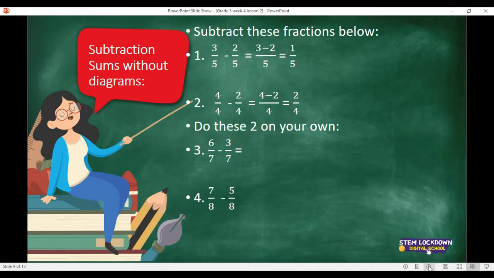Okay. So subtract these fractions below. 3 over 5 minus 2 over 5. Remember, no more diagrams now. So we do the same thing. You see, I said this one is the easiest one. We take the numerators, and we say 3 minus 2 equals 1 over 5. Is it Ashlyn who said, ma'am, nothing happens to the denominator? Thank you, Ashlyn, for repeating that back to me and also to other learners. So nothing happens to the denominator. And then number 2 is 4 over 4 minus 2 over 4, which equals 4 minus 2 over 4, which is going to give us 2 over 4.